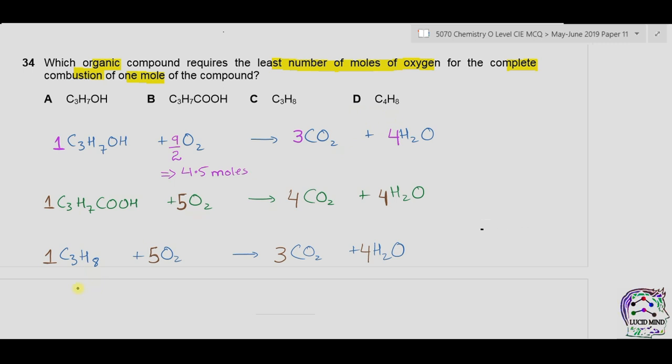Now the last one, which is D, we have C4H8. It can combust to form CO2 and H2O. As we have 4 carbon atoms on the reactant side, we can write 4 with CO2. Similarly, we have 8 hydrogen atoms, so we can write 4 with H2O. Now 8 plus 4, 12 oxygen atoms are present on the product side, so we can write 6 with O2 to make it 12. So for 1 mole of C4H8, we would need 6 moles of oxygen. Now the least number of oxygen is needed for the first one, so therefore the answer is A.